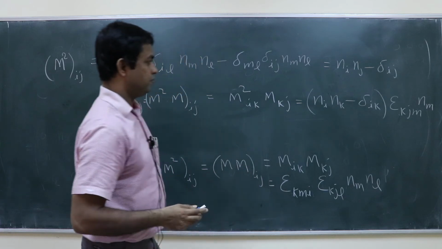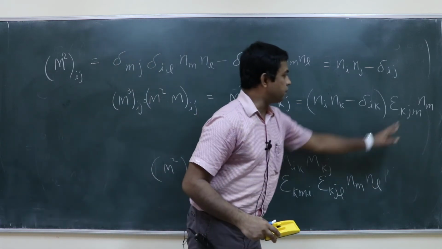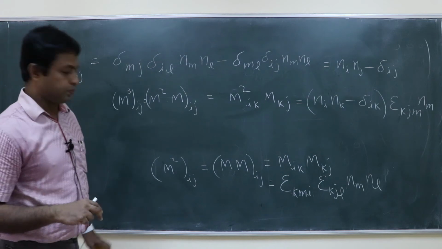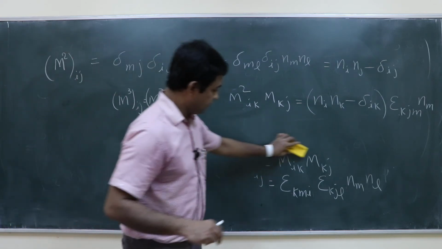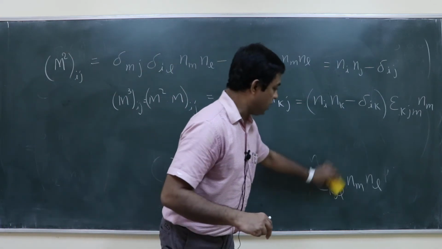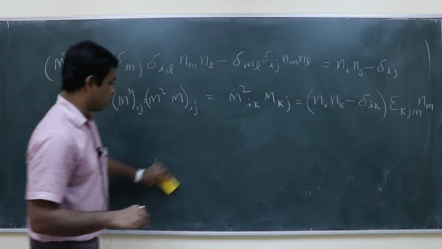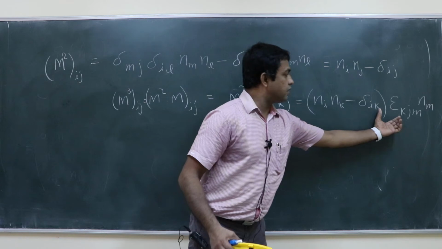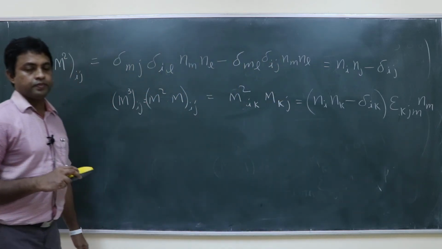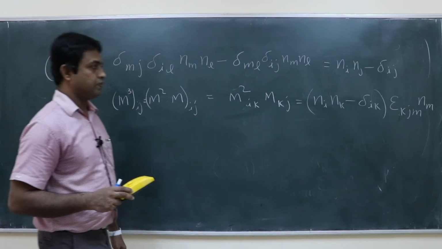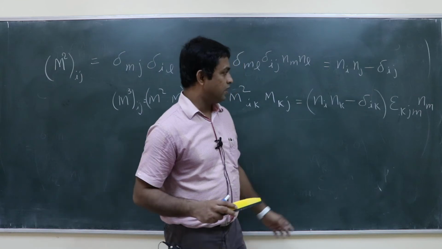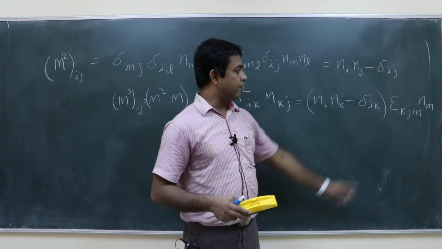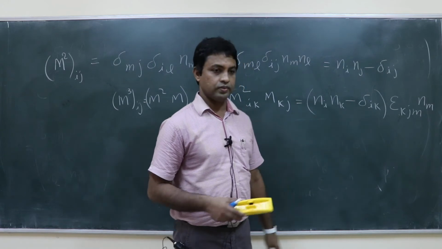And then, what is the second term? I am doing this explicitly because I want all of the class to understand these calculations. Some of you it may be very easy. So what is the second term? It will be 0, because whenever delta is 1, epsilon will be 0, or whenever epsilon is 1, delta is 0.